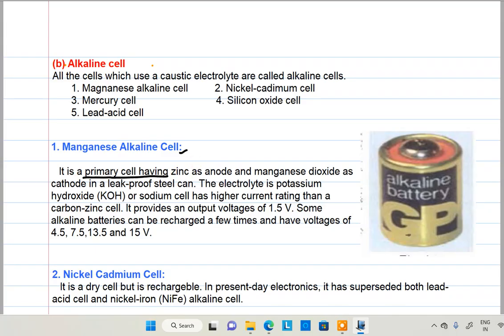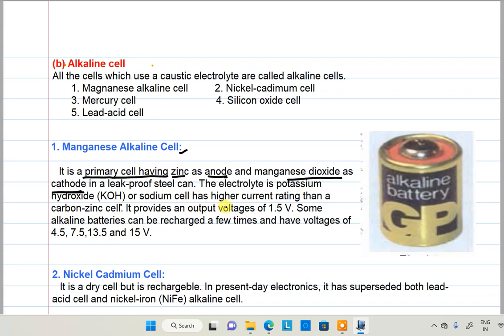The manganese alkaline cell is which cell? Primary cell. Zinc is the anode. We have two terminals, right? Zinc as an anode and manganese dioxide as a cathode. The leak-proof steel is the outer side. We have a steel casing. The electrolyte is potassium hydroxide, as already mentioned, or sometimes sodium hydroxide.